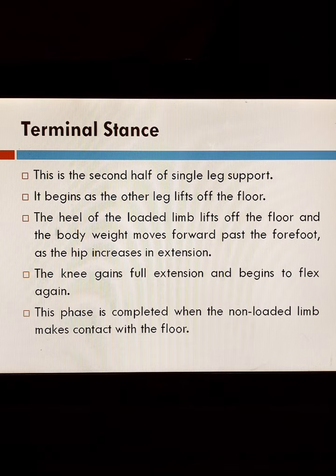Terminal stance. This is the second half of single leg support, and it begins as the other leg lifts off the floor. The heel of the loaded limb lifts off the floor and the body weight moves forward as the hip increases in extension. The knee gains full extension and begins to flex again. This phase is completed when the non-loaded limb makes contact with the floor.